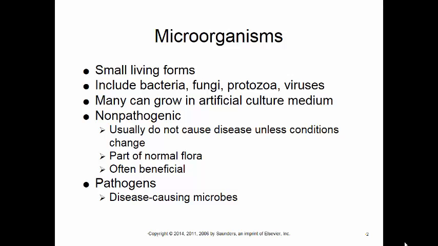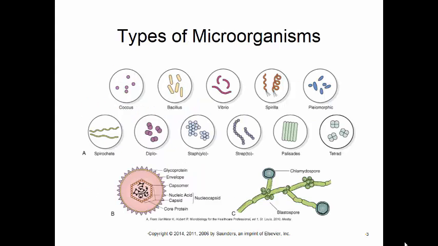And so we have our own microflora, a normal flora on our body and in our digestive tract and places like that. And they're often beneficial and keep out the pathogenic microorganisms. The pathogenic microorganisms are the ones that cause disease. So pathogens cause disease, and they do because of their characteristics and how they divide.